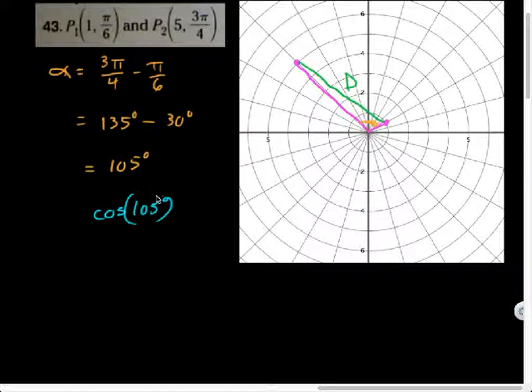Cosine of 105, cosine's negative in this quadrant, and cosine of negative 105, cosine is also negative at a negative 105 degree angle. So it actually would have worked fine for us either way, because cosine's positive here and negative here and there. So yeah, it actually would have worked out for cosine and negatives in those cases.